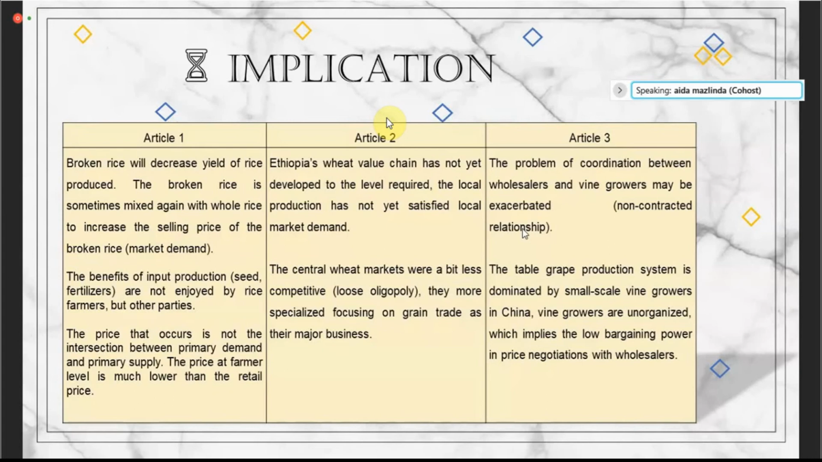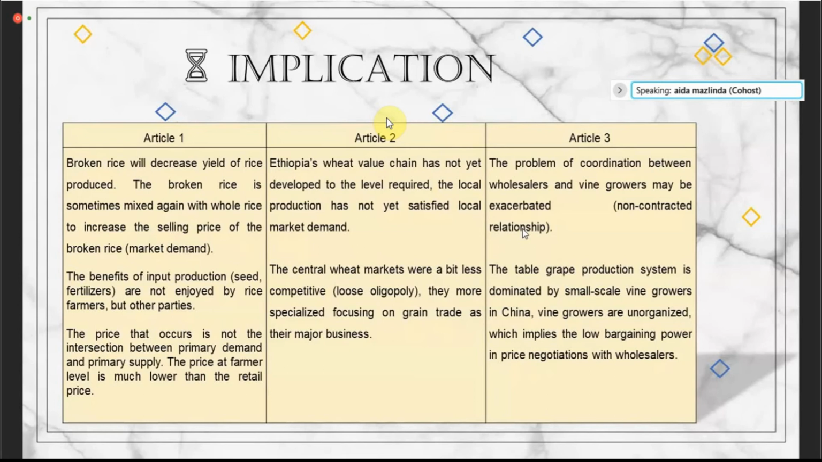Next, Article 2, a research about the wheat supply chain and value chain in Ethiopia. The implication is that the Ethiopian wheat value chain has not yet developed to the level required. The local production has not yet satisfied local market demand. The central wheat markets were a bit less competitive. They are more specialized, focusing on grain trade as their major business.